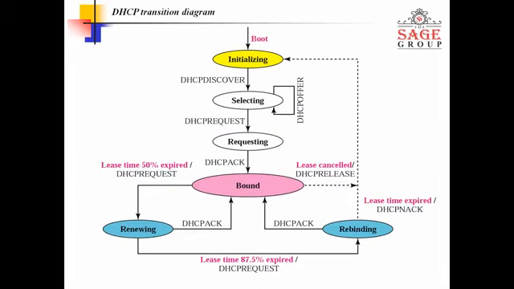Next, this is the transition diagram showing how DHCP works. In this diagram, there are basically 6 states. First is initialization. Second is selecting. Third is requesting. Fourth is bound. Fifth is renewing. Sixth is rebinding. Let me explain how it works.